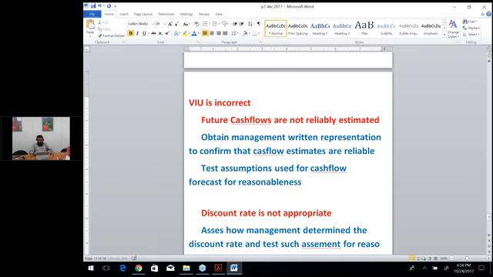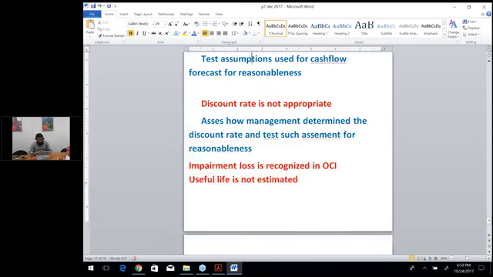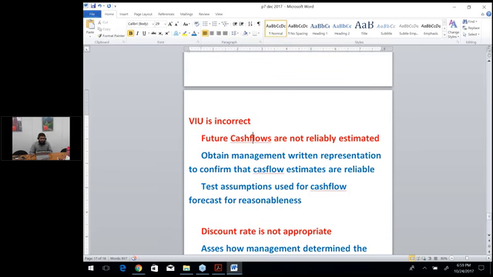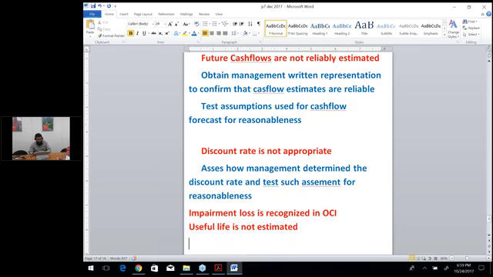Then there is the impairment loss recognized in P&L and the useful life not estimated. So basically these are the various audit procedures that you're going to perform on this. My point is that audit procedures are a very easy task, as long as you understand why exactly we are performing the procedures. We want to see if something has gone wrong with the financial statements or not. So first of all, you need to think what could go wrong with financials, and then you test them. Automatically you have got the audit procedures.